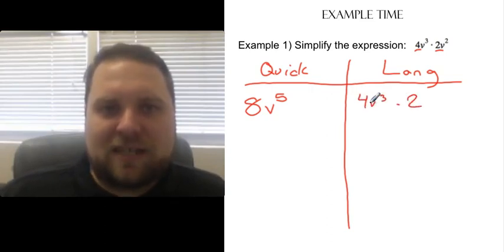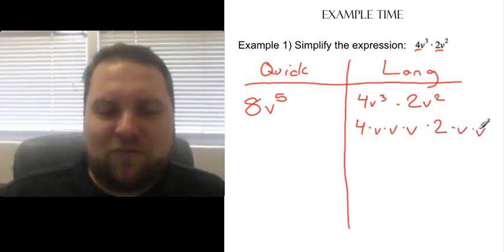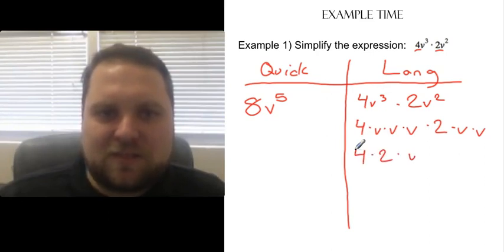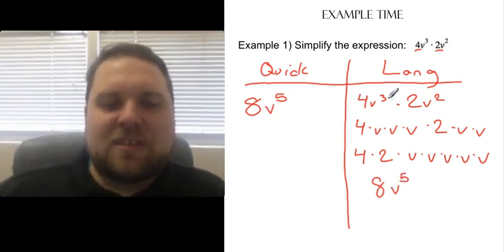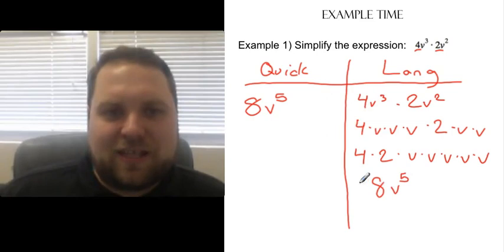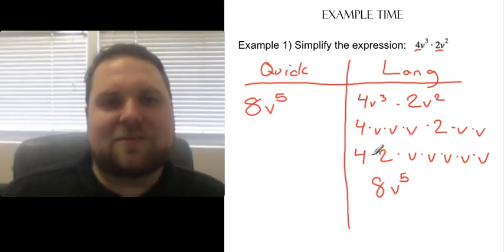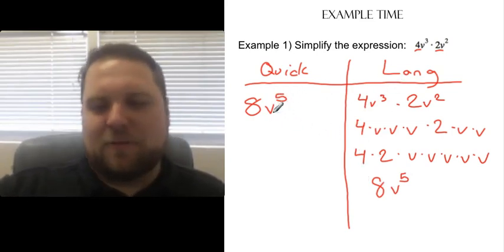4v cubed times 2v squared is the same thing as 4 times v 3 times, 2 times v 2 times. Now I can just rearrange this to 4 times 2 and then v 5 times. 4 times 2 is 8. V multiplied by itself 5 times is v to the 5th. So if you can understand where that's coming from, it makes it very easy to remember how I find that number. Let's try another one.